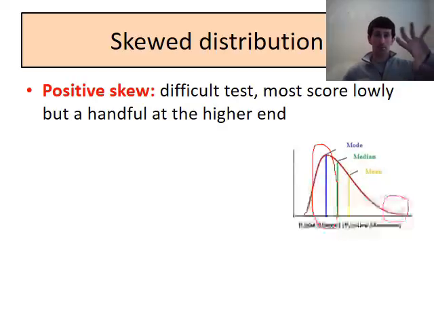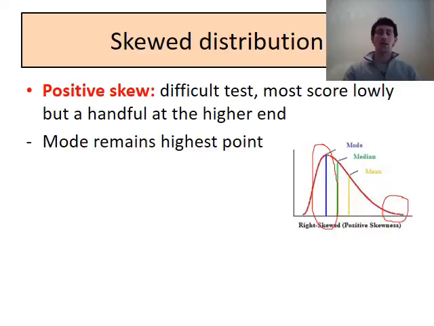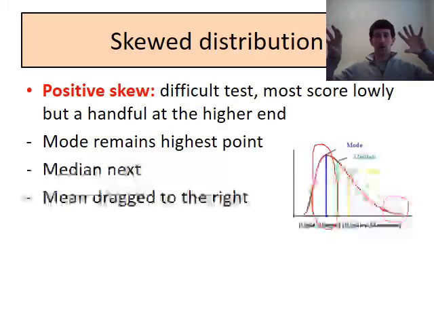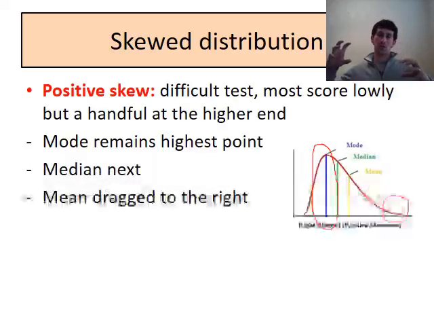We've got more people to one side of the graph and a lot less at the other end of the graph. And the mode will remain at that highest point as you would expect. It's the most frequent one, so it stays exactly at the top of that distribution curve. Then the median will be the next number along, and finally the mean gets dragged here. Because we've got a few people doing really, really well, but most of the class have done really poorly, that will drag the results.